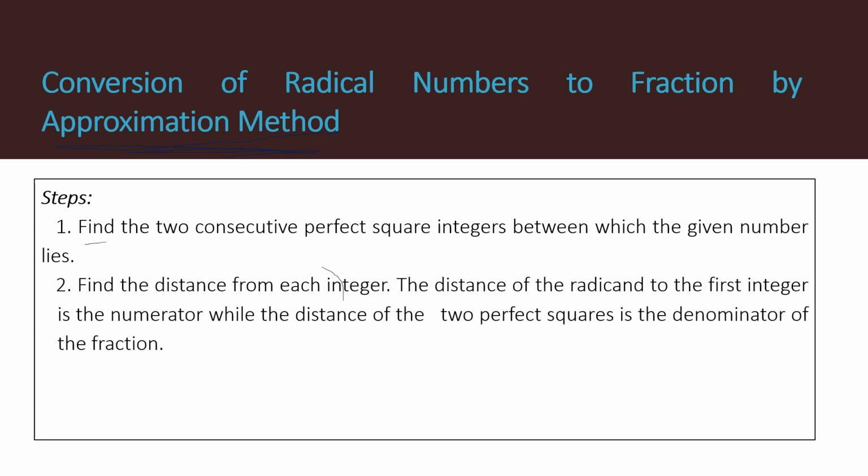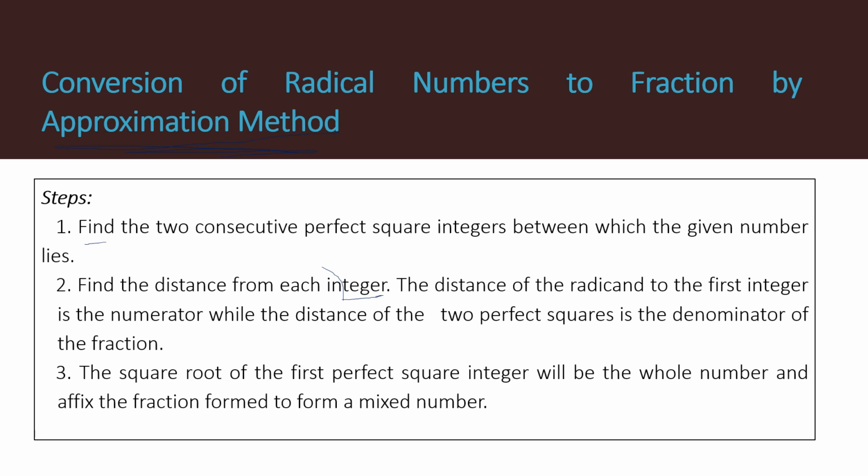Next, find the distance from each integer. So we have to find the distance between these two integers. The distance of the radicand to the first integer is the numerator, while the distance of the two perfect squares is the denominator of the fraction. Take note of that. The square root of the first perfect square integer will be the whole number, and affix the fraction form to form a mixed number. That is quite complicated, but we can follow that as we answer some examples.